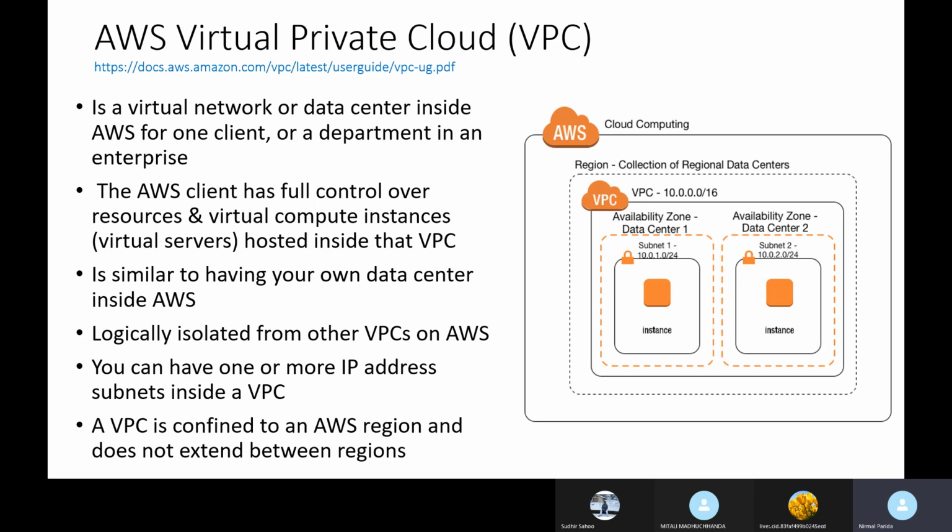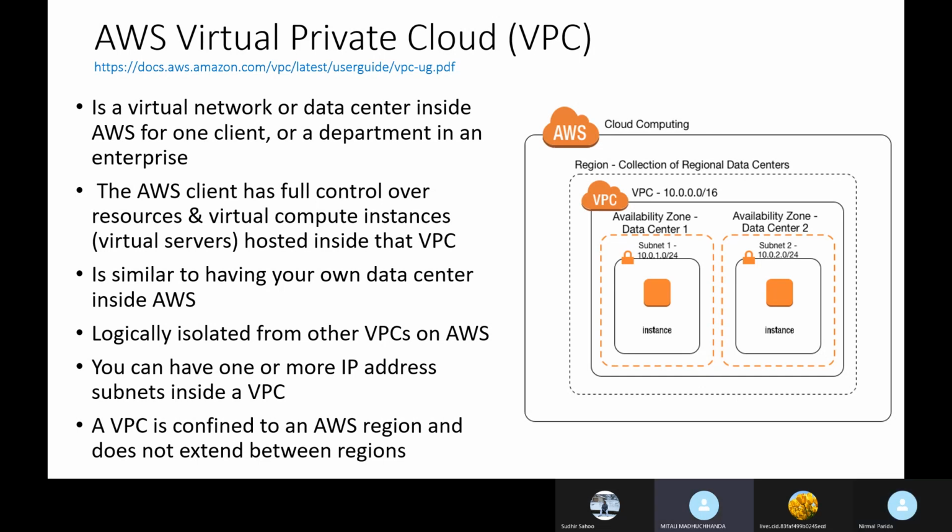So your VPC 1 cannot communicate with VPC 2, but if you want, you can make some agreement, like a peering connection or maybe a transit gateway. Using that you can connect them. Otherwise, by default, they will not communicate with each other. You can have one or more IP address ranges and subnets inside the VPC. So you can create some subnets. I'll show you how to create subnets and how to configure your IP ranges for your subnet as well as your VPC.